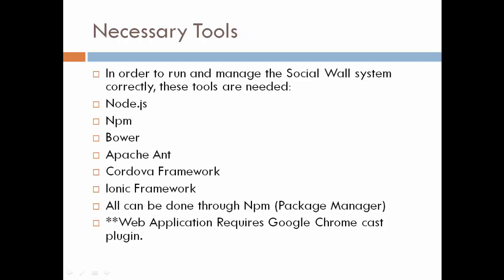The necessary tools in order to run and manage the SocialWall system correctly are Node.js, NPM, Bower, Apache Ant, the Cordova framework, and the Ionic framework. All of this can be done through NPM, the package manager. I suggest first installing Node.js because it comes with NPM already, allowing for easy installation of the necessary tools. Also, the web application requires the Google Chromecast plugin.